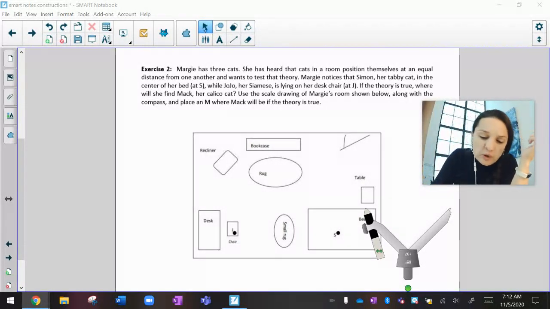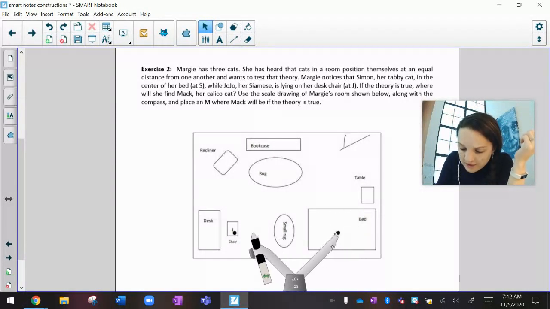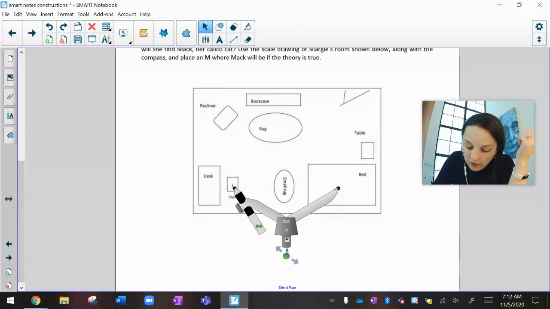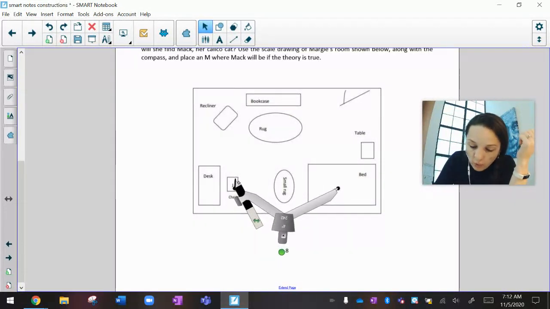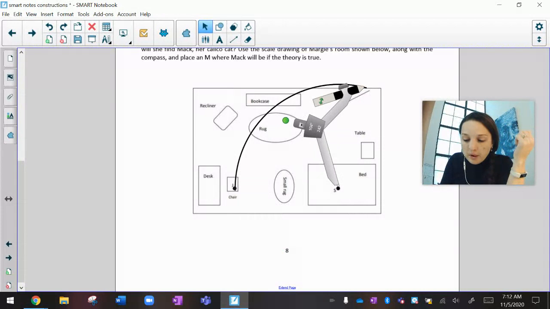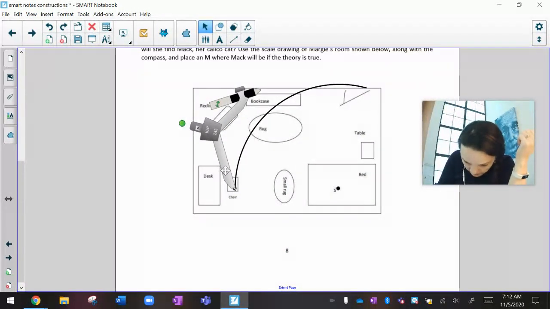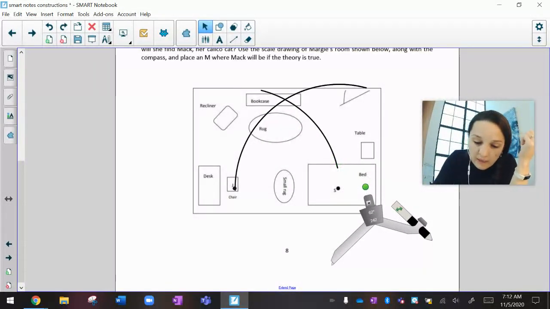Okay, so for this question, all we're going to do is say, well, if they're at an equal distance, let's figure out how far away Sammy and Jojo are. Was it Sammy? Or Simon, pardon me, and Jojo are. And then if the other cat is an equal distance away, the other cat would be somewhere along this arc. So I am going to draw an arc from J. Then I'm going to put my pokey part on S and draw another arc. And where those two arcs intersect, that's where Mac, the other cat, is supposedly.